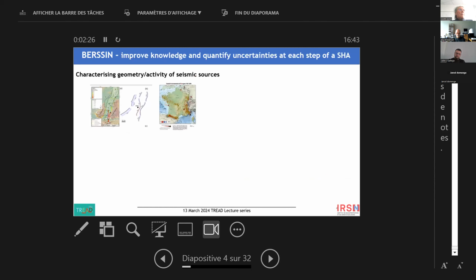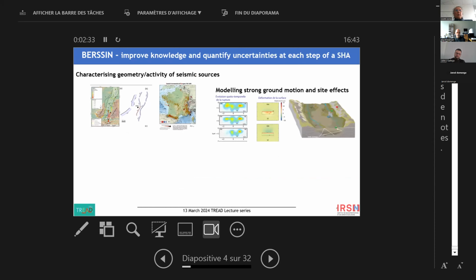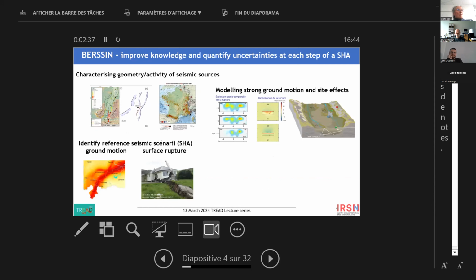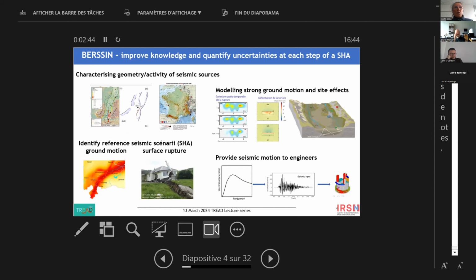What we do at Bersin is we try to define seismogenic sources and characterize their activity. We model strong ground motion and site effects. We compute seismic hazard related to ground motion, but also to surface rupture. And then we provide the seismic motion to the engineers, who then go on and hopefully demonstrate that the nuclear power plants will resist the next earthquake when it comes.